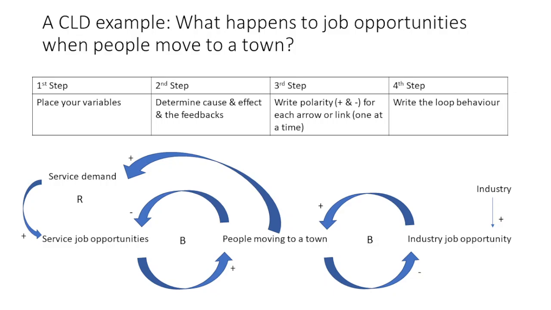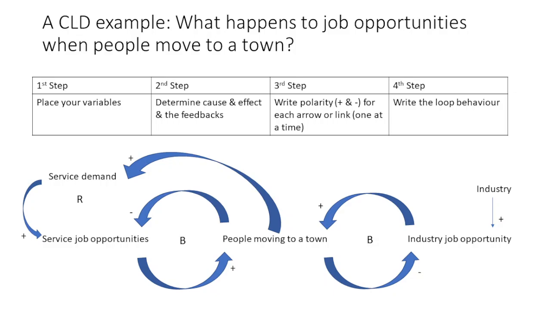Okay? So let's talk more about this example. As the industry is placed in town, industrial job opportunities are created there. So you've got more industry, which means more job opportunities. This drives people to move to town. And when people move to this town, they take the industry job opportunities. So more people, then fewer job opportunities. This is your first loop that you can see here.